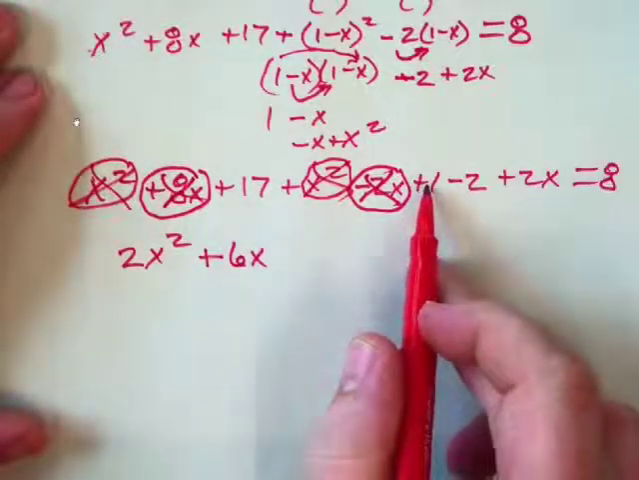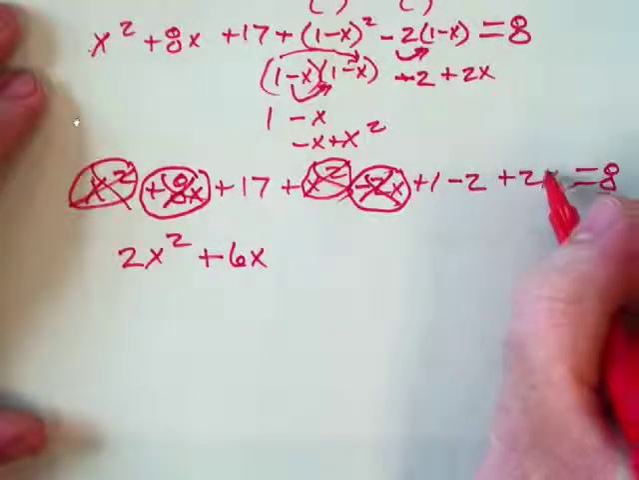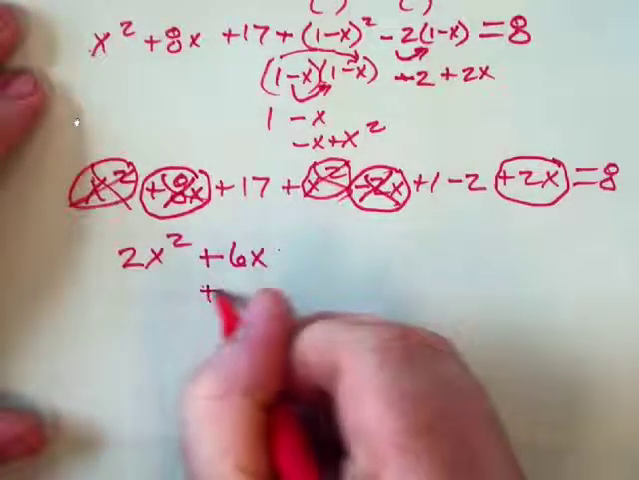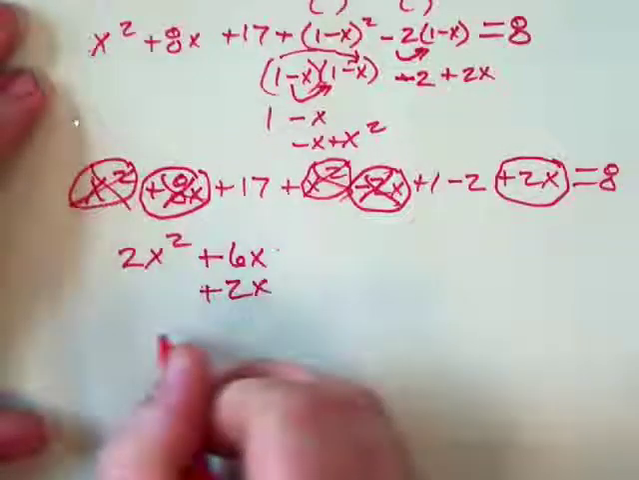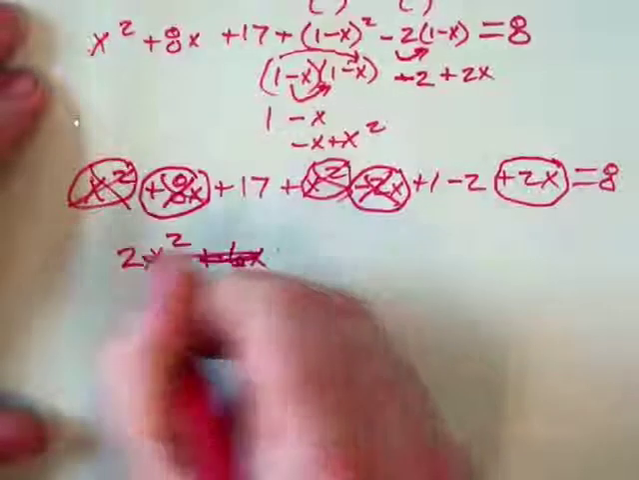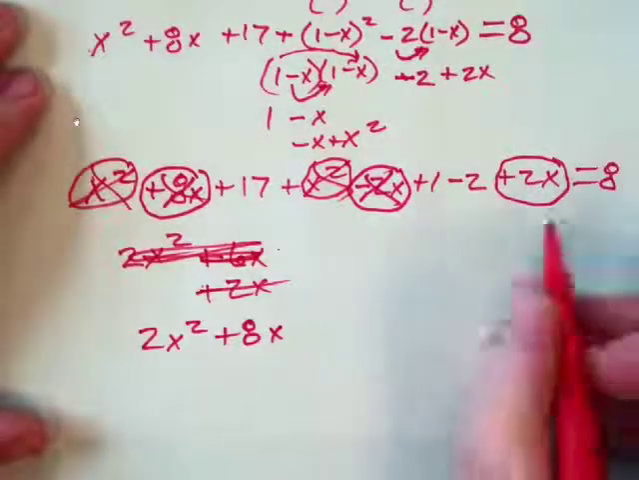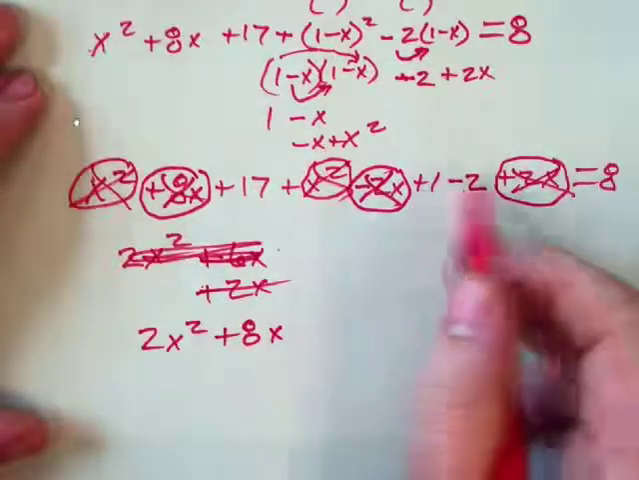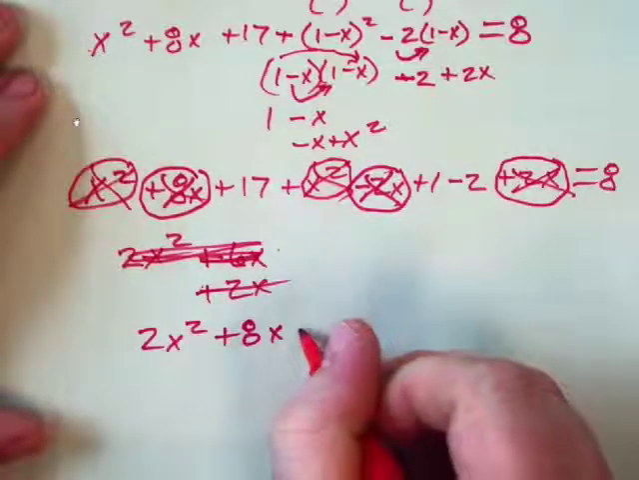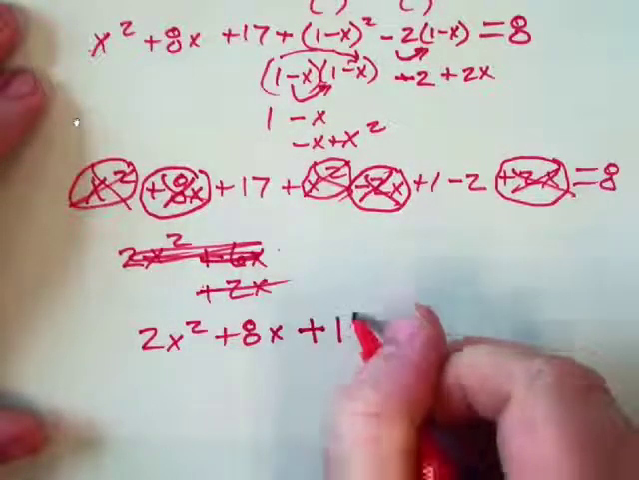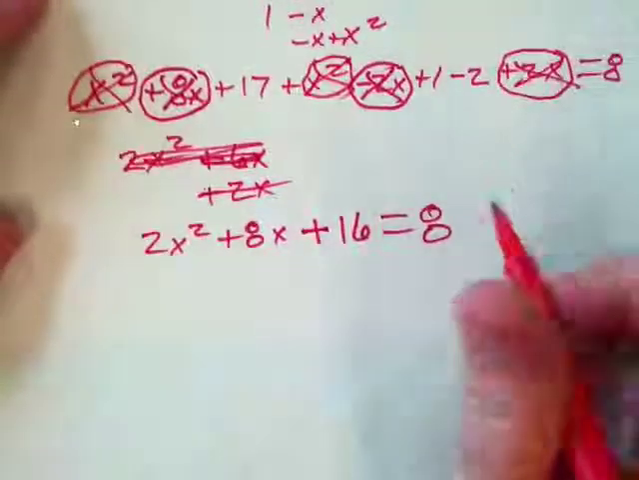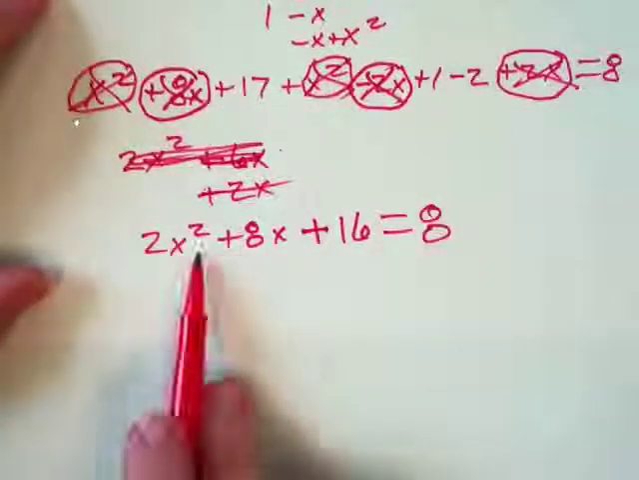We have one, oh excuse me, we got another 2x over here. I forgot about that. So we're just going to combine that, plus 2x. So that gives us 2x squared plus 8x. Okay. So that's gone too. Now we have 1 and a negative 2. That's negative 1 plus 17 is 16 equals 8.